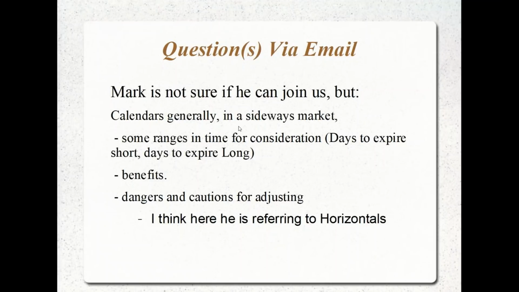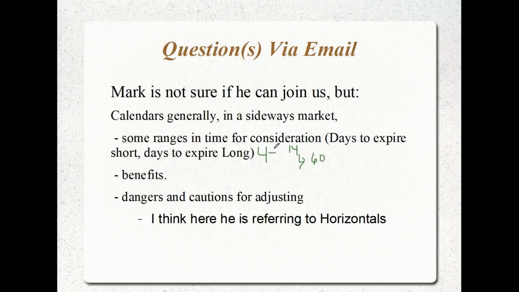So, going to your questions, calendars generally, sideways market, some ranges for consideration. I mentioned that you can do whatever you want, but I prefer 4 right cycles minimum between the two. I usually start at 14 days out, and my long is probably going to be somewhere around the 60-day out time frame. You can do the 1 week out and buy the 2 weeks out. You can do the 1 week out and buy the 3 weeks out.